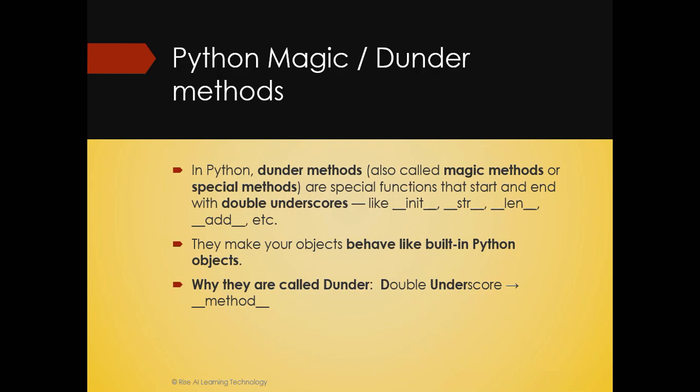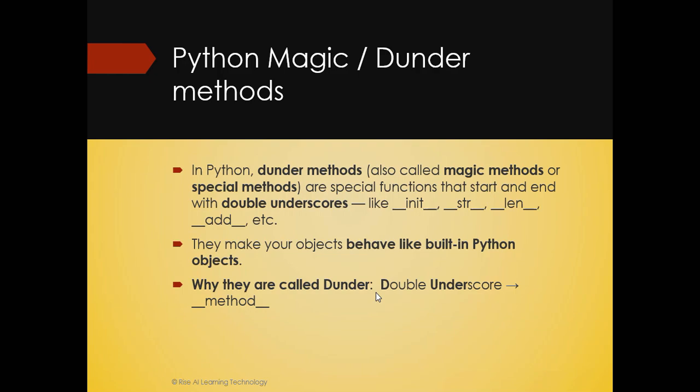So what are those methods? Like __init__, __str__, __len__, __add__, __iter__, right? And why are we calling these methods dunder? Because they start with a double underscore. You saw here __init__, __str__, __len__, right? These methods start with a double underscore and end with a double underscore. That's the reason they are also called dunder methods.